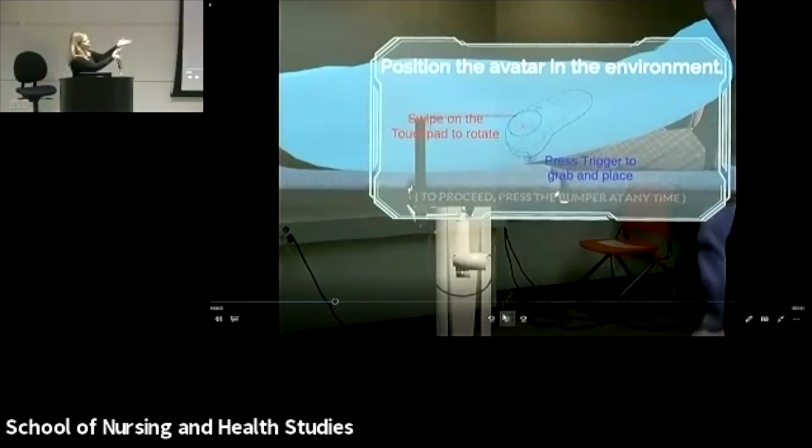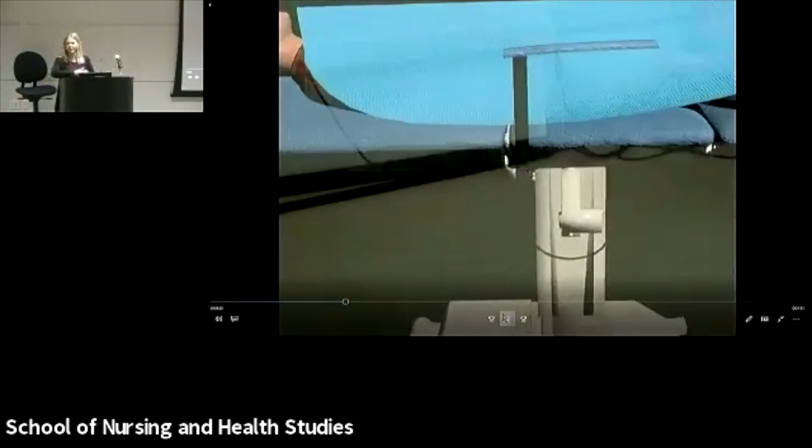So this would be overlaid onto the actual simulation hospital.